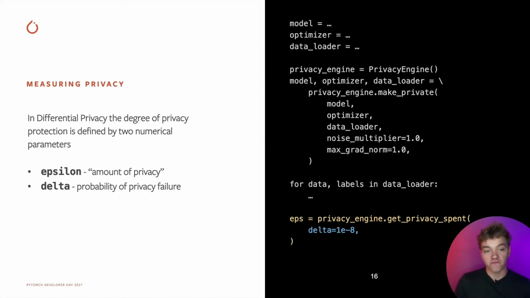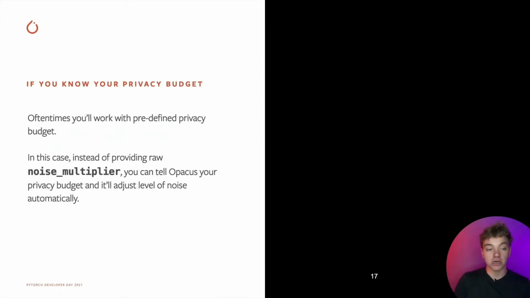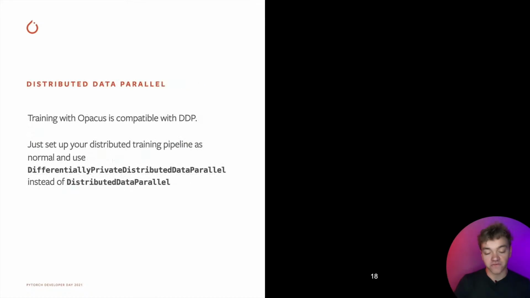Opacus keeps track of all of those parameters and lets you determine how much privacy you've spent up to a given point by calling the method called getPrivacySpent. In some situations, you might face external requirements on epsilon. For example, one of your requirements for an app could have a fixed privacy budget.